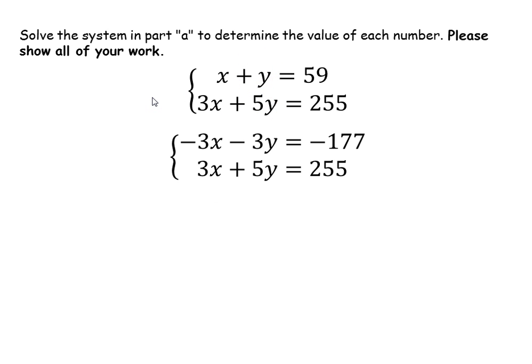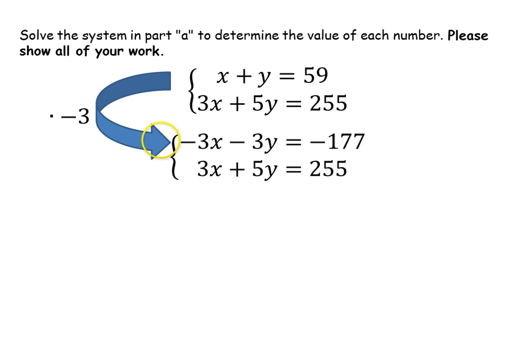So what I'm going to do here is multiply the top equation by negative 3. What did I do to get this equation right here? I multiplied this equation by negative 3. Negative 3 times x is negative 3x. Negative 3 times y is negative 3y. And 59 times negative 3 is negative 177. Now, when I add these equations together, the x's will cancel out, because negative 3x plus 3x is 0.